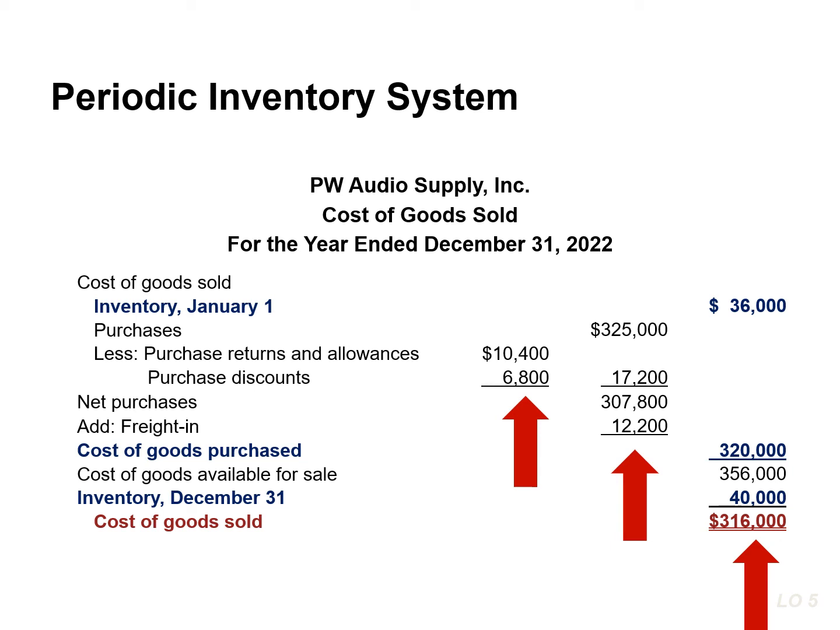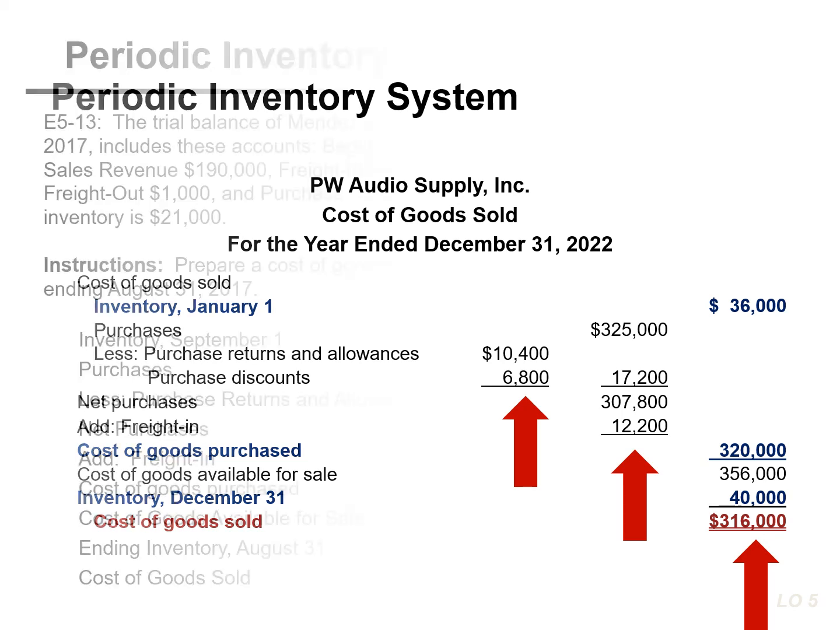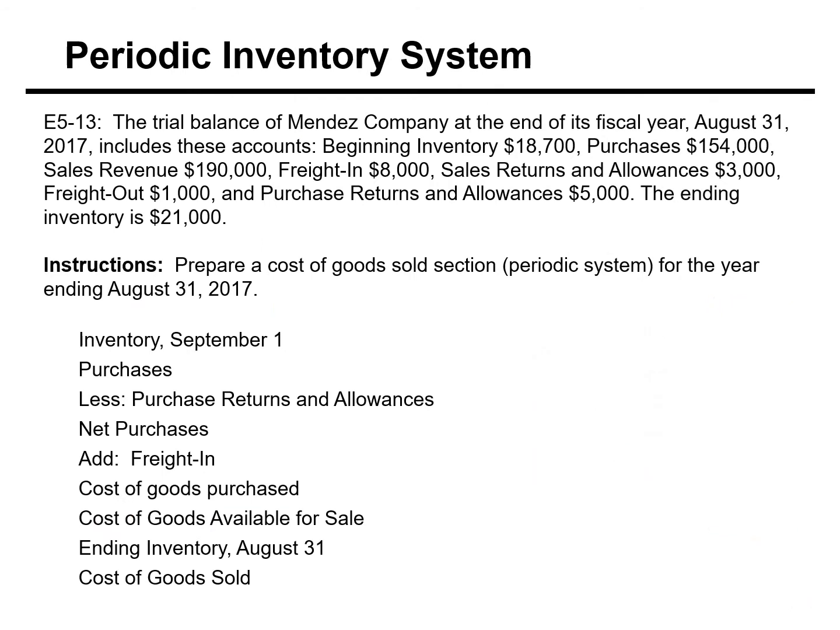The left column reports the contra purchase items. In this instance, it's our purchase returns and allowances and discounts, and the total amount is $17,200. When you solve for this learning exercise, please note that not all of these accounts are needed to prepare the cost of goods sold section.